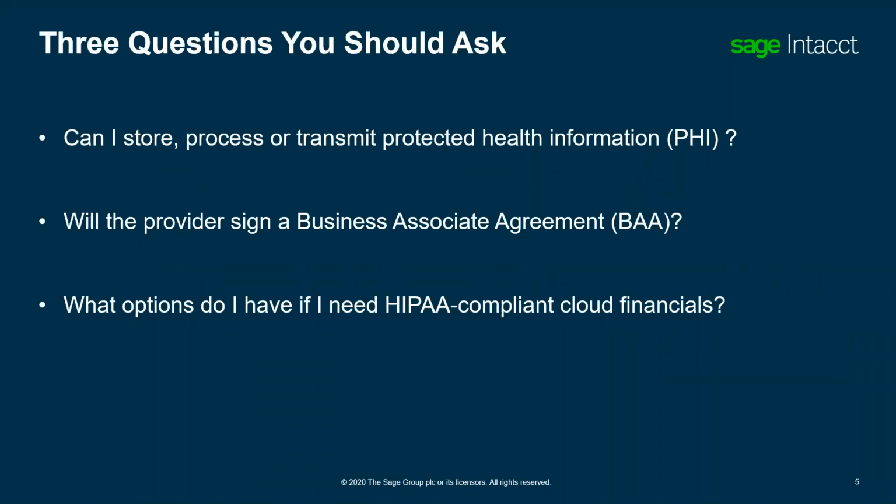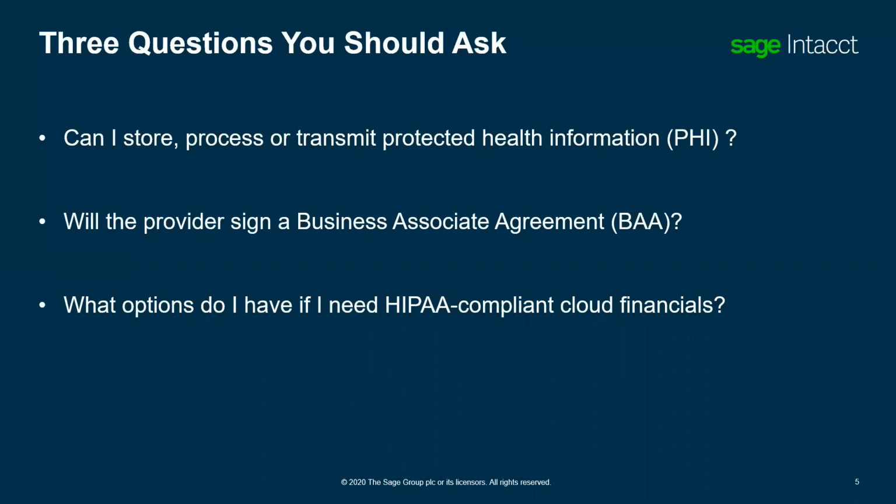If you're in the healthcare arena, there's 3 questions that you should ask. These 3 questions here on the screen: can I store, process, or transmit protected health information, better known as PHI? Will the provider sign a business associate agreement, a BAA is the acronym there? And what options do I have if I need HIPAA compliant cloud financials? So if you are a finance leader, you know that moving to a new accounting system is a big undertaking, and if you're considering to move, you want to make sure that you get the answers to these questions.